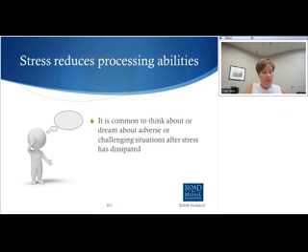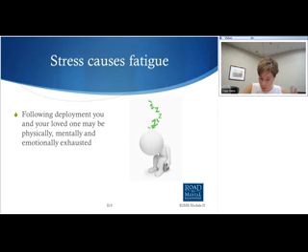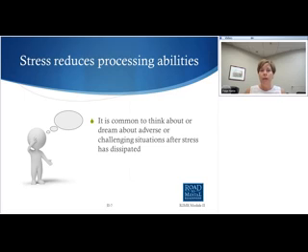Stress also reduces our ability to process things. So again, without needing to explain all the aspects of the brain, we do need to know that when we're under stress, it takes some time, or we don't always have the time, that's the better way of putting it, to process what we're going through, to kind of think about it and bounce it around in our more cognitive part of the brain, the cortex.